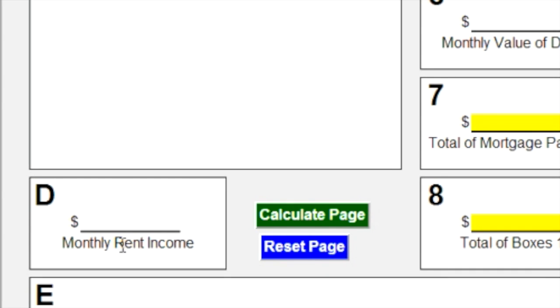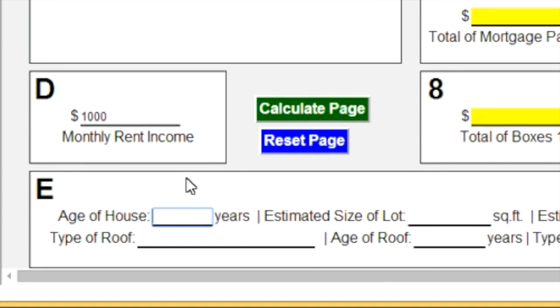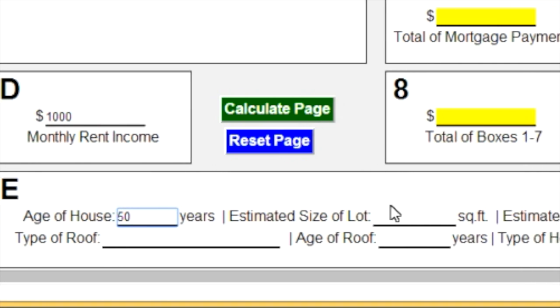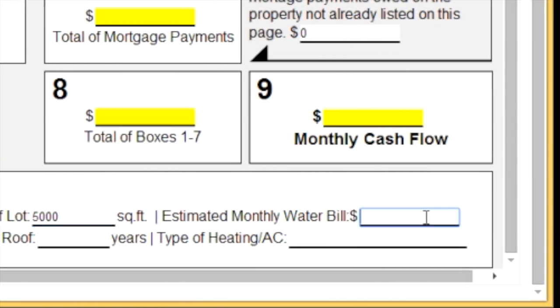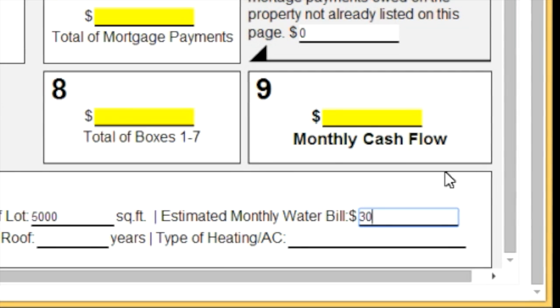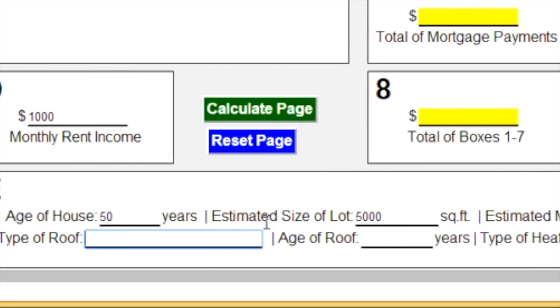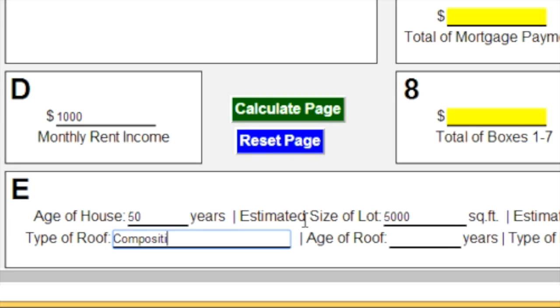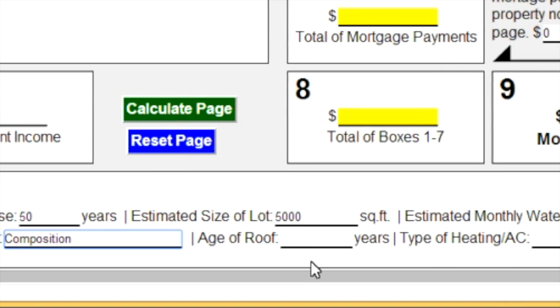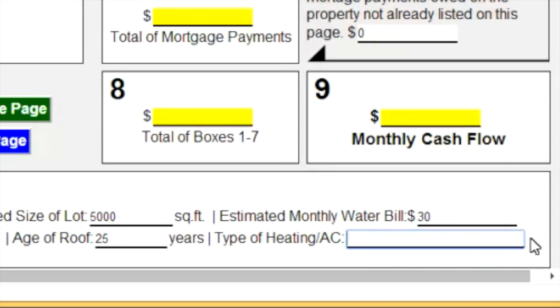The monthly rent income on this place, I'm going to put down as $1,000. Age of the house, I'll put 50 years. Lot size, I'll put 5,000 square feet. Estimated monthly water bill, I'll put $30. Type of roof, I'll put composition. Age of roof, I'll put 25 years. Type of heating and air conditioning, I'll put wood heat.